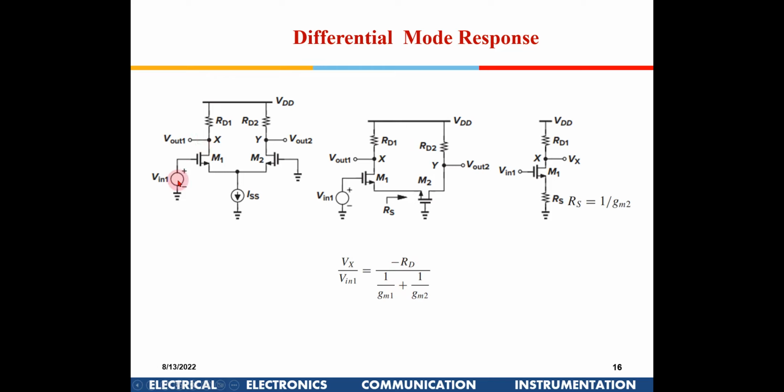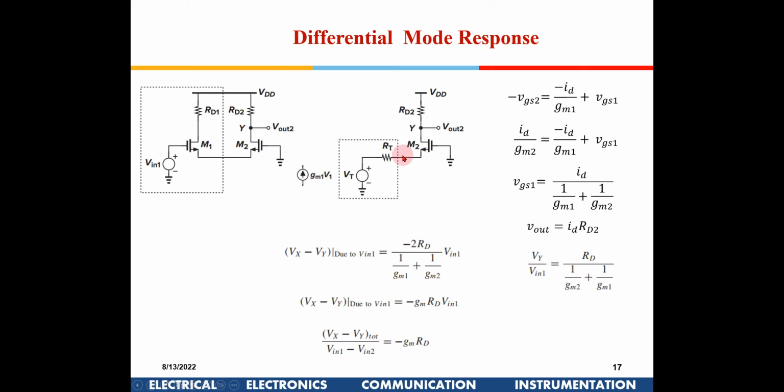I am assuming the entire differential input is given only at one end. This is the gain at the Y point. If I take Vx minus Vy, I'll get a differential gain of gmRD. So again you came to the same thing we learnt about the CS amplifier. We learned the same thing, right? The gain is gmRD. Here also the gain of a differential amplifier is gmRD.